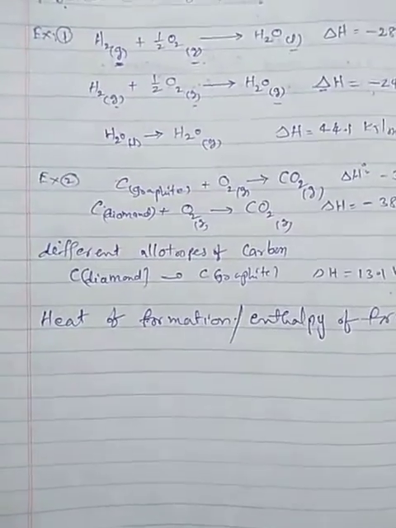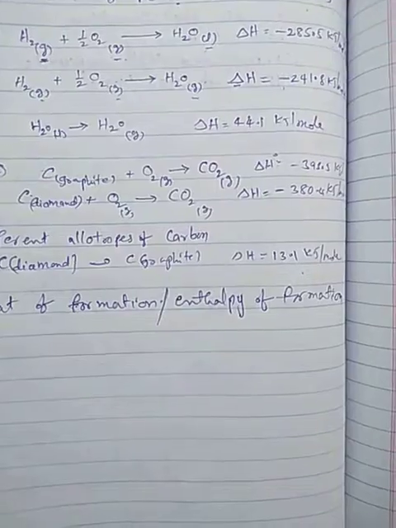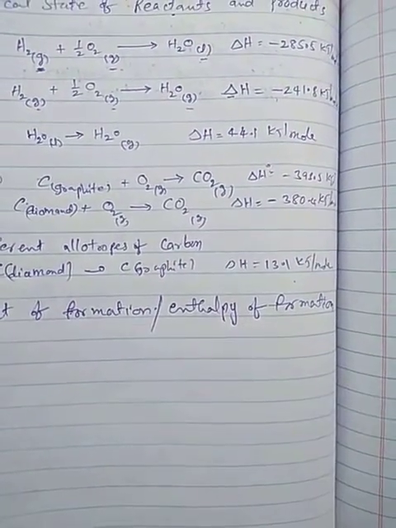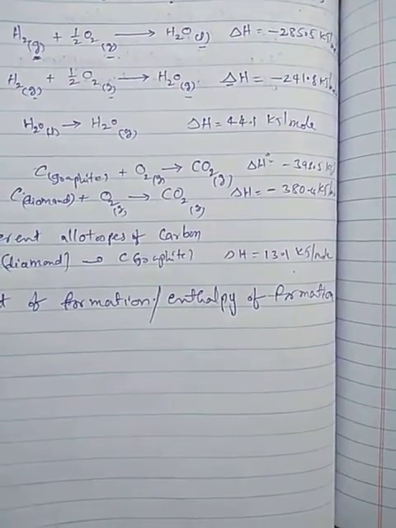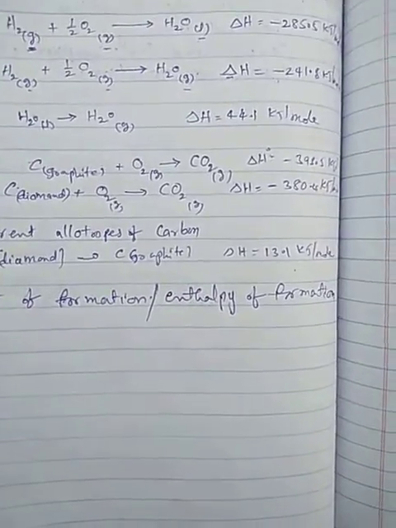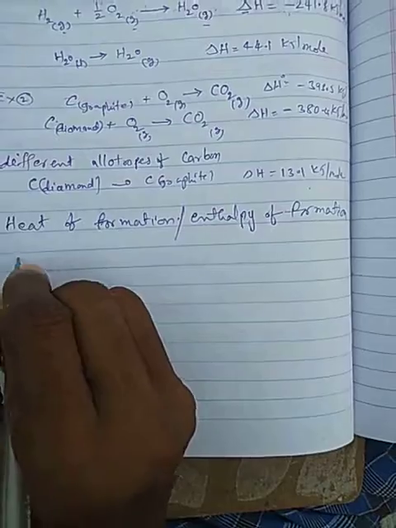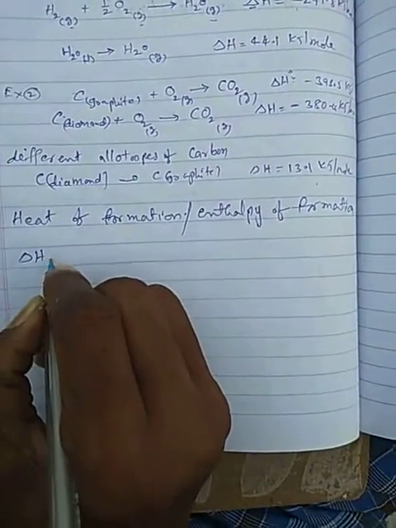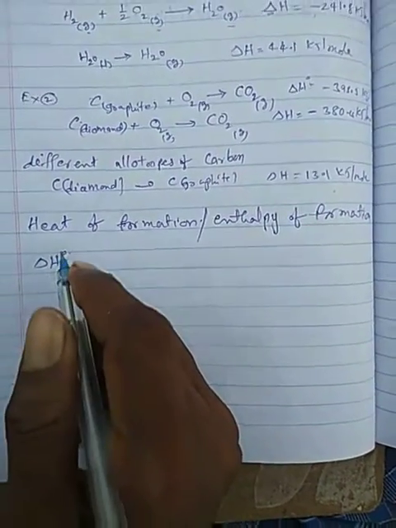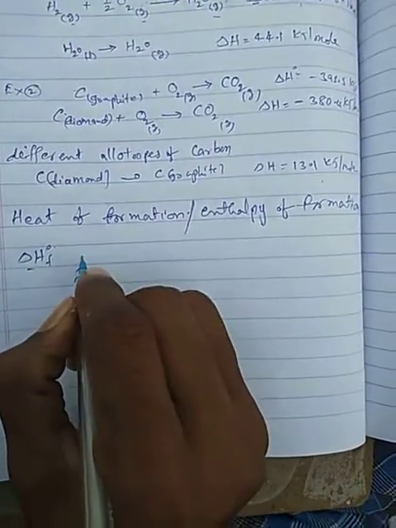The enthalpy change that occurs when 1 mole of a substance is formed under standard conditions from its elements in their standard state is known as the enthalpy of formation of the substance, and it is represented by delta H naught F. Standard conditions are 1 atmosphere pressure and 25 degrees temperature. Now see one example.